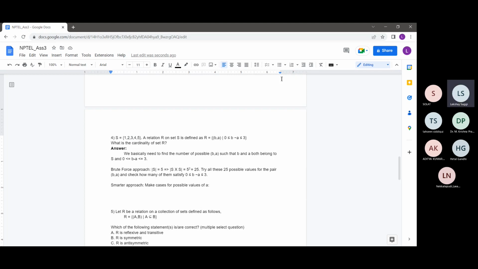So let's just make this a list, I would say. So yeah, A is 1, let's say. In this case, we need to find the possible B such that 0 ≤ B − 1 ≤ 3. So this will basically mean that B should be between... I hope I'm making sense, guys.